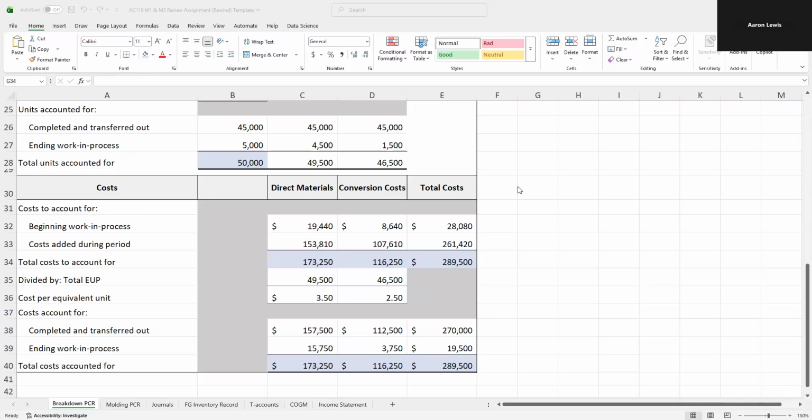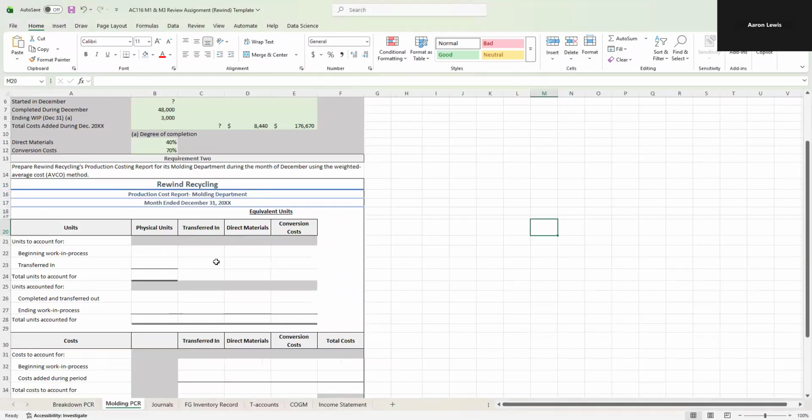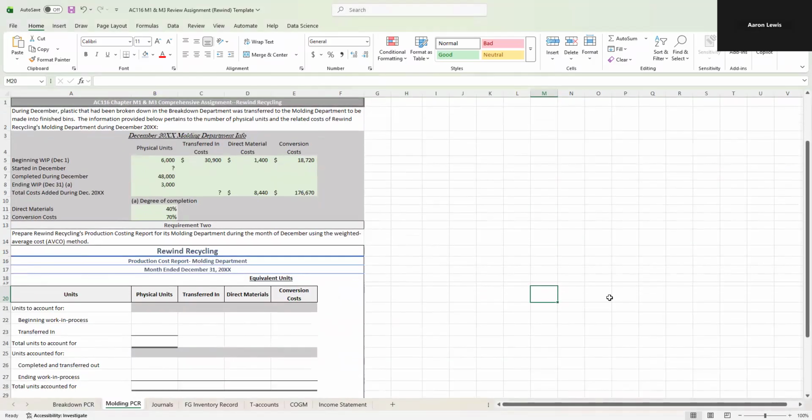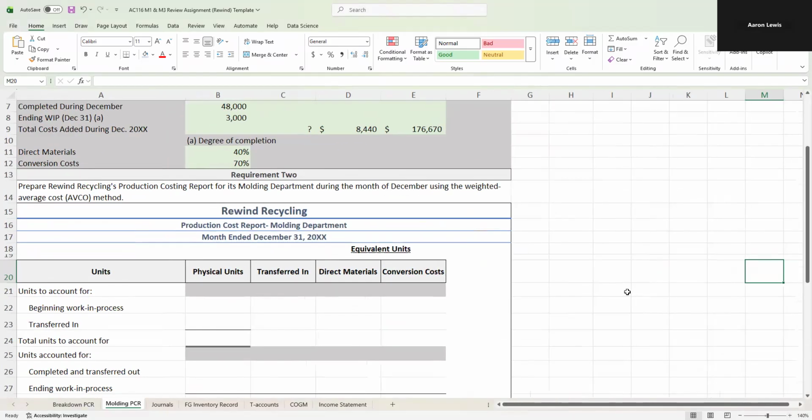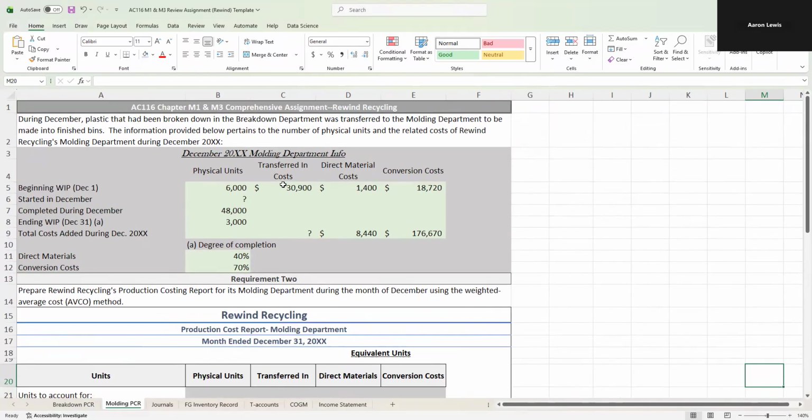Now that the breakdown department's PCR is complete, we can make the product cost report for the second phase of production, which is the molding department. So flipping over to the molding department, we've got pretty much the same information going on over here, but our data table at the top does have a couple of question marks that we should fill in first.